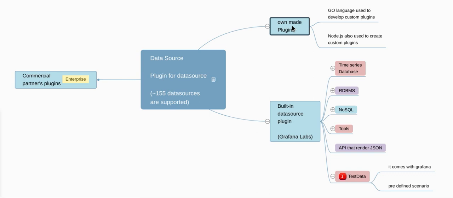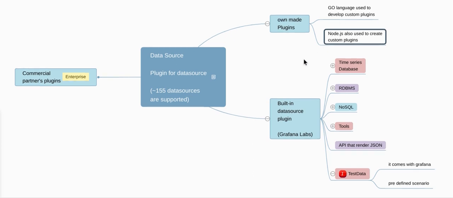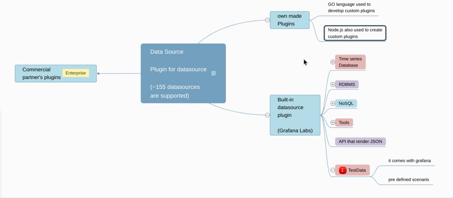If the customer is ready to pay and ready to put in the effort, then they can write their own plugins. I have not written any plugins, but I have gone through some of the material. Based on that, my understanding is that plugins can be written in Go language or Node.js. Node.js means JavaScript. Okay, fine.